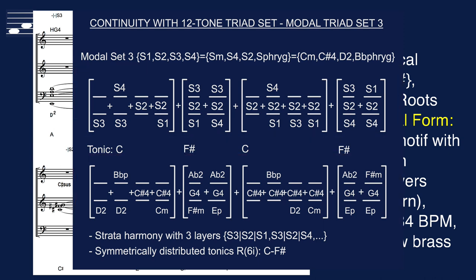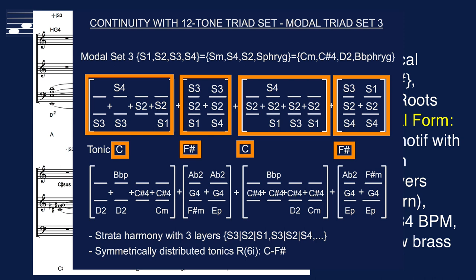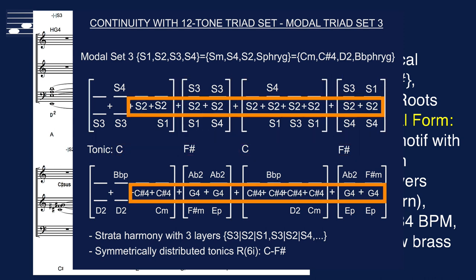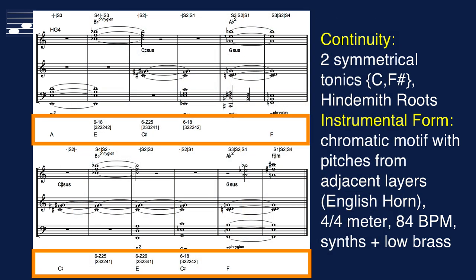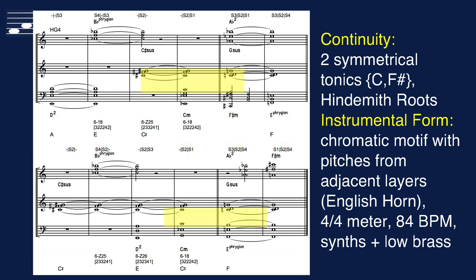lower half. Each of the 4 groups in the 2-tonic system presents the complete set of 12 pitch classes, with the static structure type S4 in the middle layer. The Hindemith roots are shown below the staff and reveal many root movements in thirds with no particular strong cadential tendency. It is a floating ambient type of continuity. In the motifs for English horn, I created a chromatic pattern that selects pitches from adjacent layers.